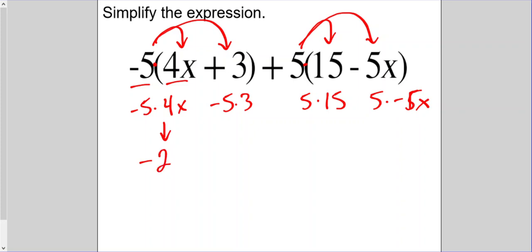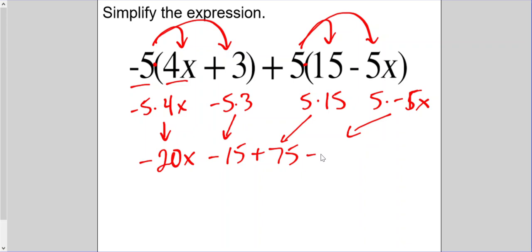That turns into negative 20x. That turns into negative 15. That turns into a positive 75. So I write that sign there. Whatever this number comes out as, positive or negative, the sign goes right in front of it. Positive 75. And that comes out as a negative 25x, so minus 25x.